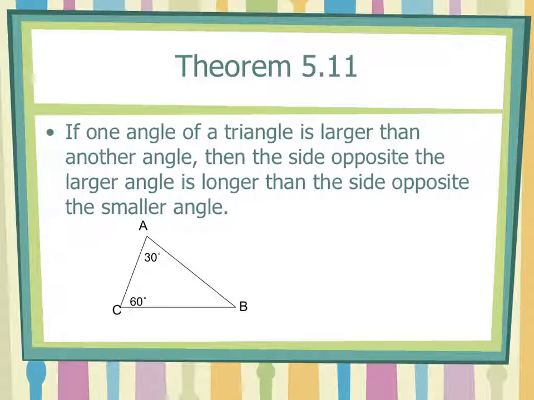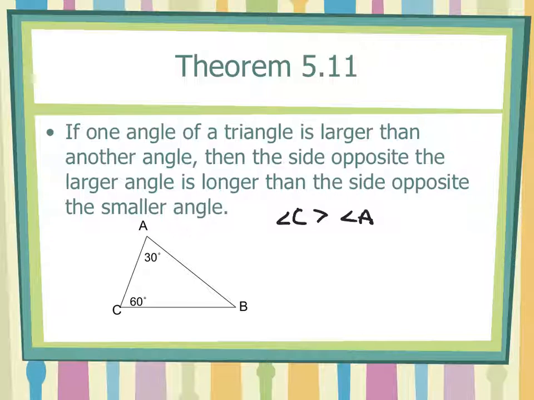Okay, so now we're kind of doing the converse of that idea. It says if one angle of a triangle is larger than another angle, so notice that angle C is greater than angle A. Would you agree with that? Are we okay with that? Angle C is greater than angle A? Yeah, it's 60 and angle A is 30.